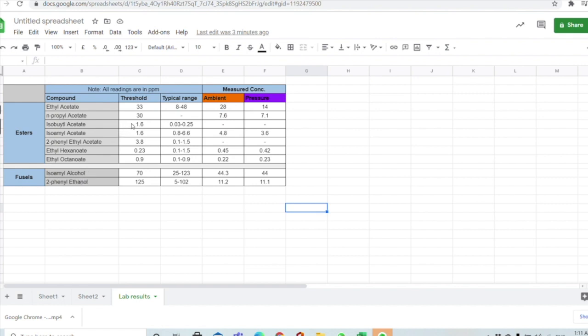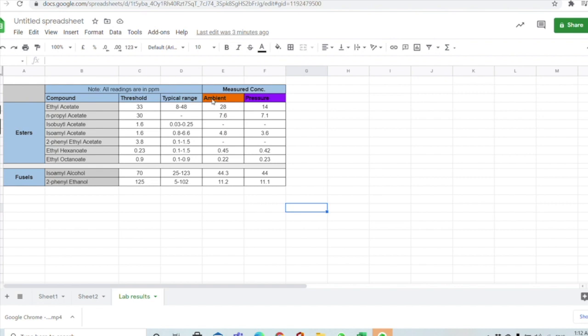So for all these esters and fusels, I have written down the usual human threshold, which is the value above which human taste buds can perceive the flavor contributed by that specific compound. Then I've written down the typical range in which the esters and fusels are found in a wide variety of beer styles, all summarized together.